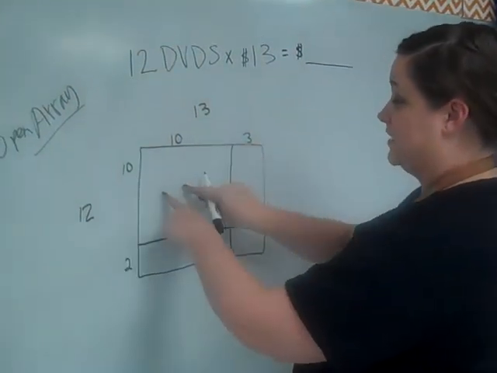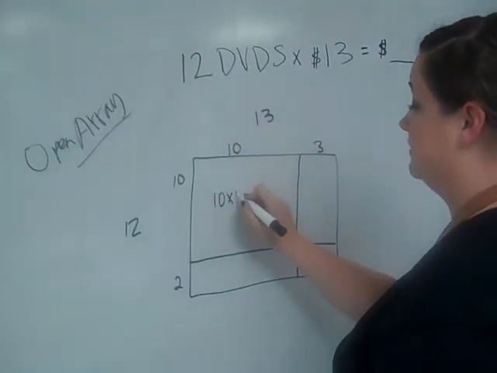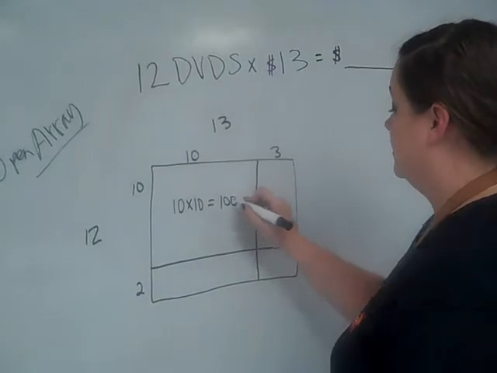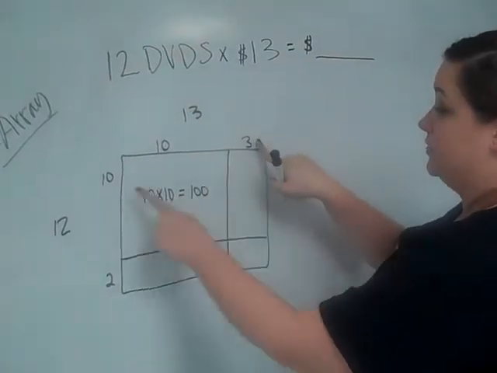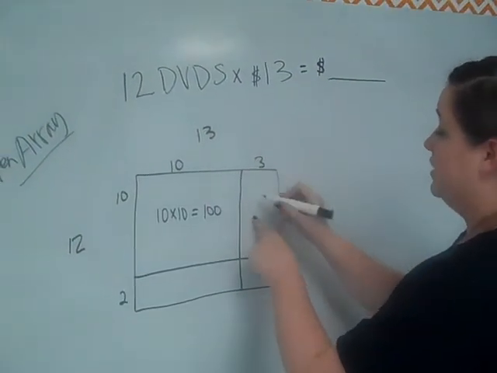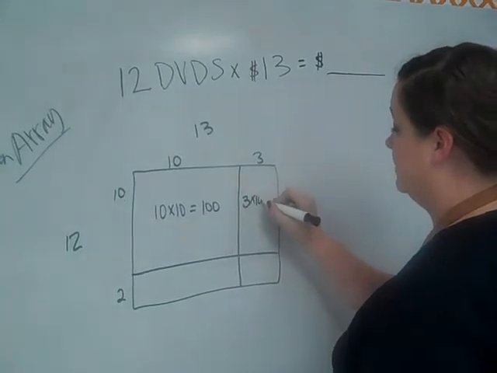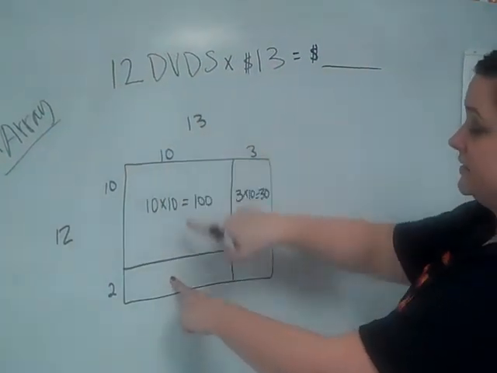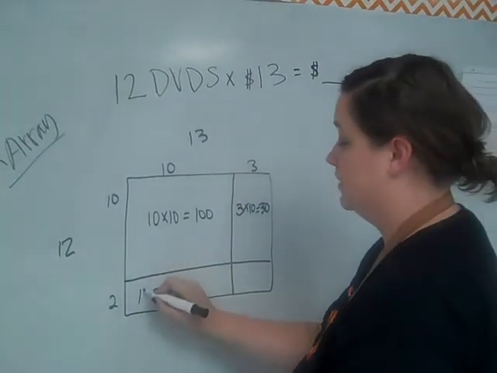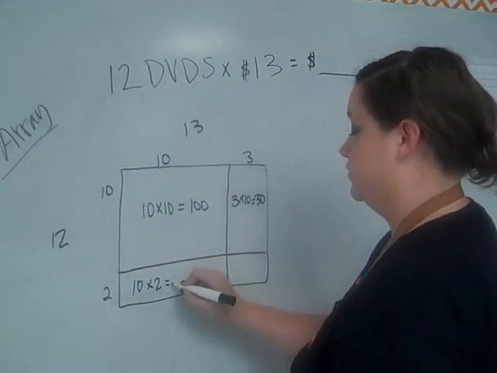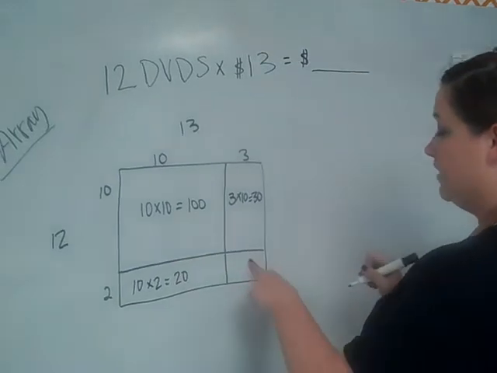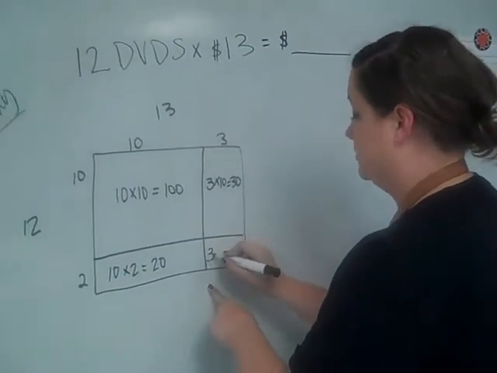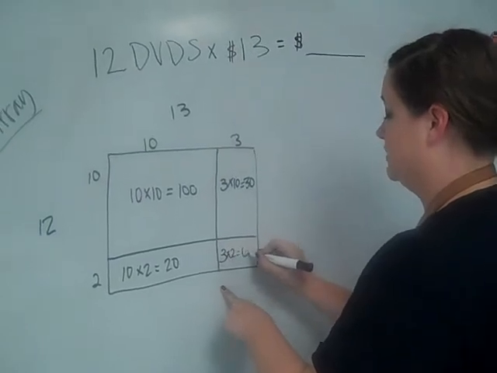The first one is going to be 10 times 10. And I know 10 times 10 is 100. The next quadrant is going to be 3 by 10, and I know that 3 times 10 equals 30. The next quadrant on the bottom is going to be 10 and 2. And I know that 10 times 2 is 20. And our last smallest quadrant is going to represent 3 and 2. So 3 times 2, which is 6.